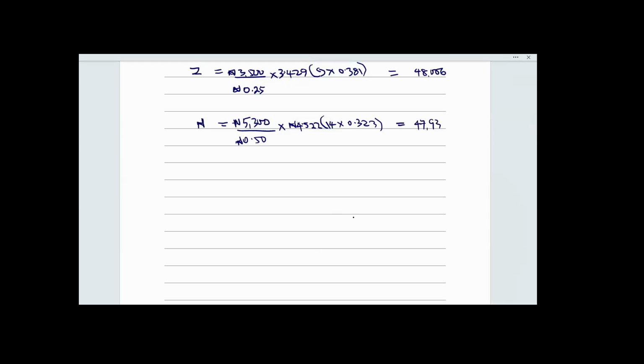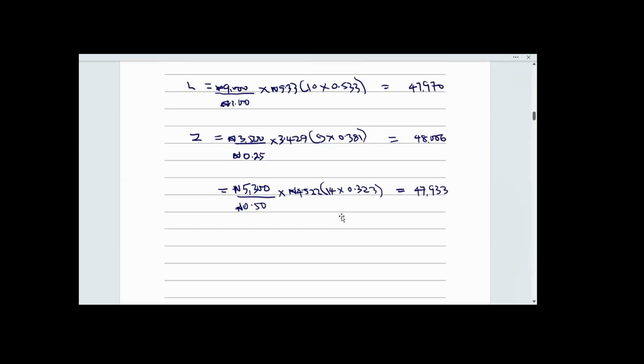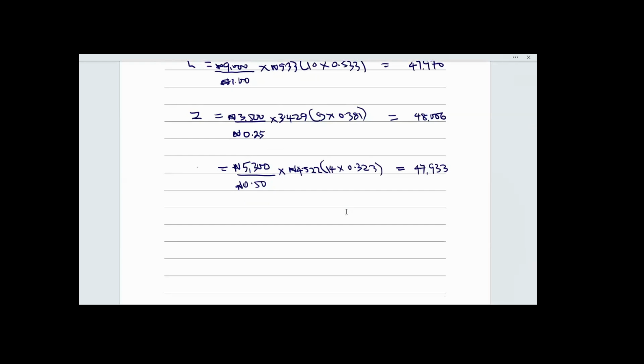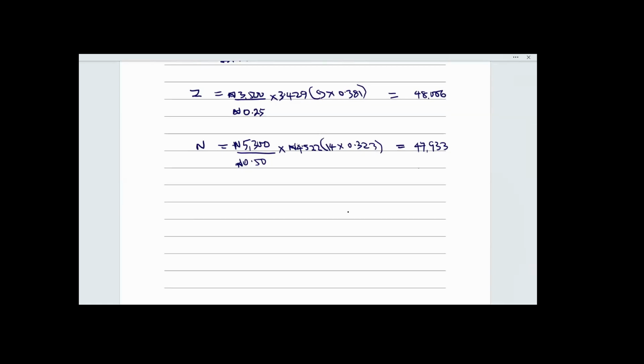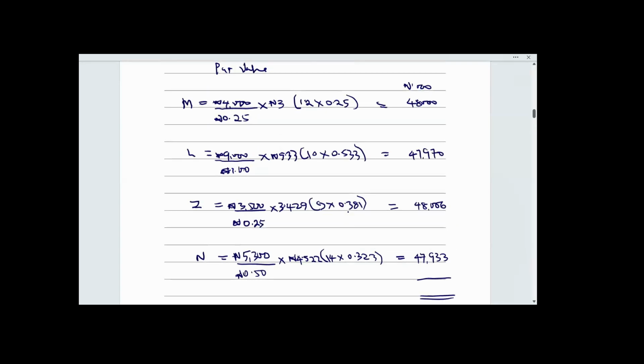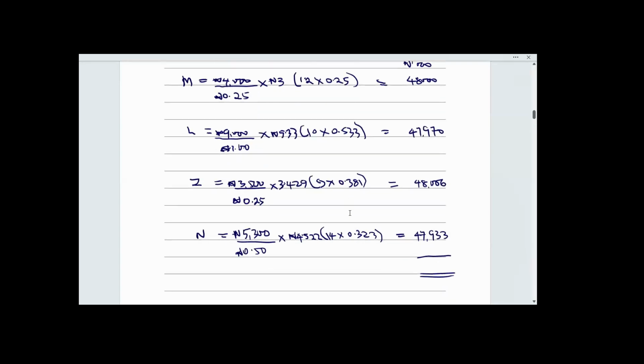47,933. So we have calculated equity value for all the 4 freezer companies. So the next thing we need to do is to just add everything together. Let's add all of them together to get the total equity value. Add the 4 of them together. This is the total market value of equity for the proxy company.